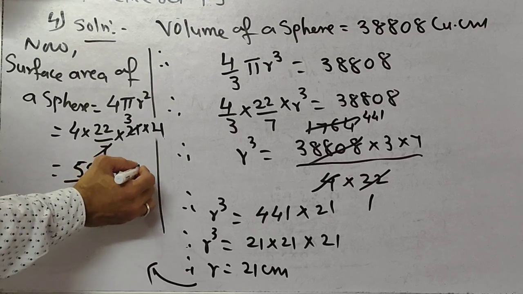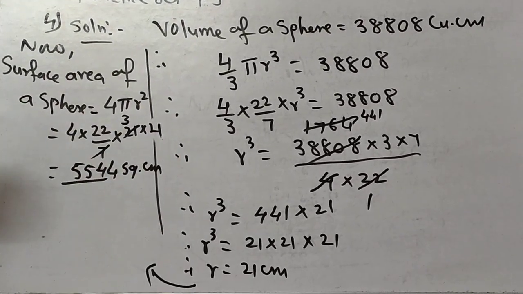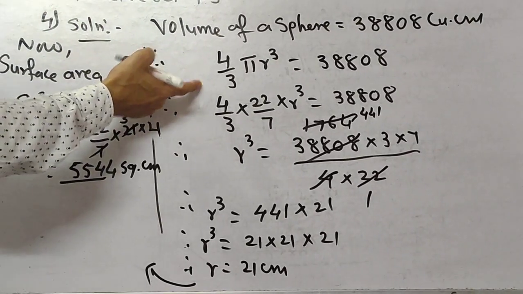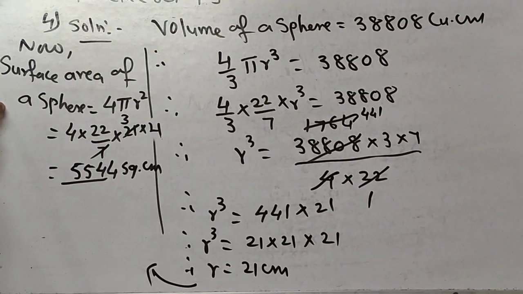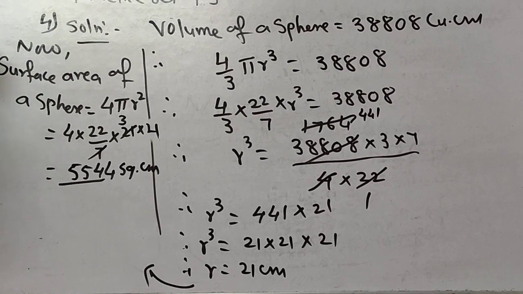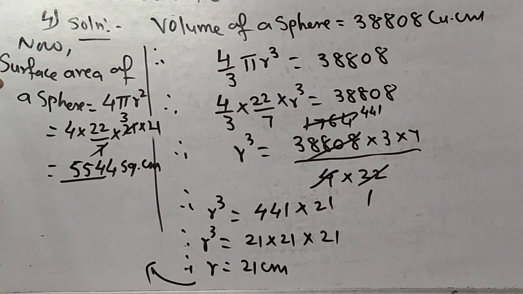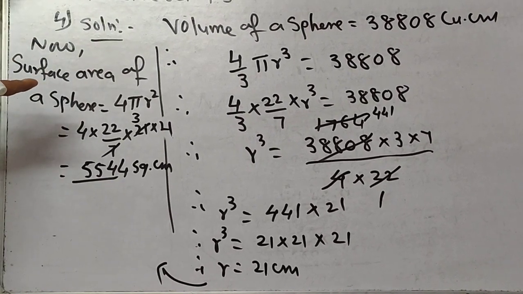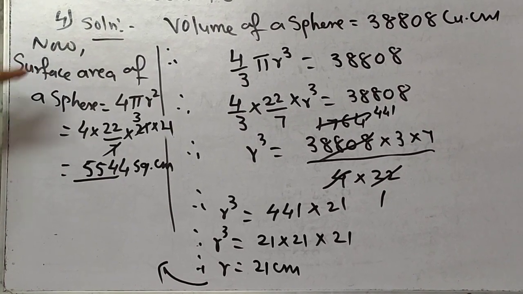5544 square centimeter. Okay? Now in this sum, fourth one, you have to use the volume formula, and then you have to use the surface area formula. In the previous sum, you have to use the surface area formula, and then you have to find out r, and then afterward you have to find out volume. Okay? Please copy it down.